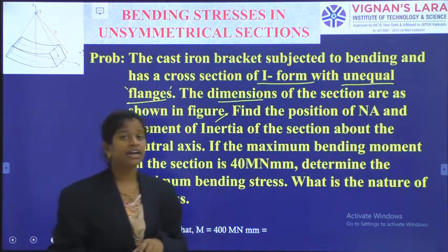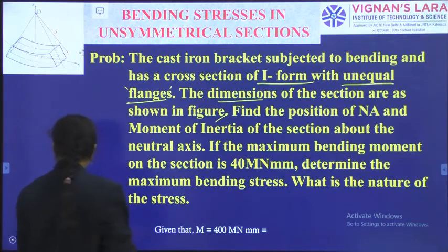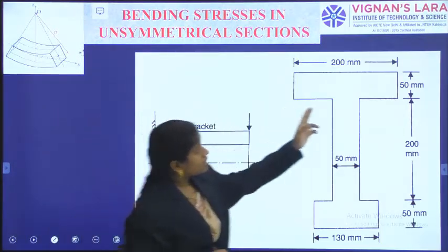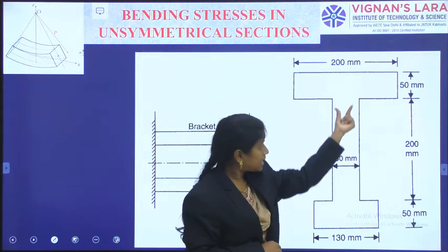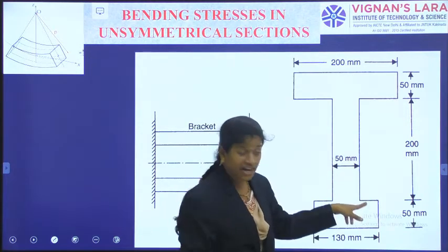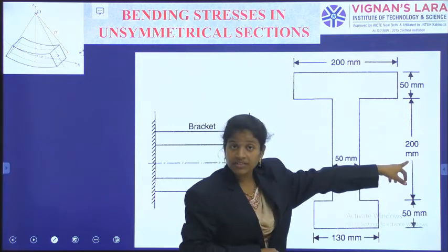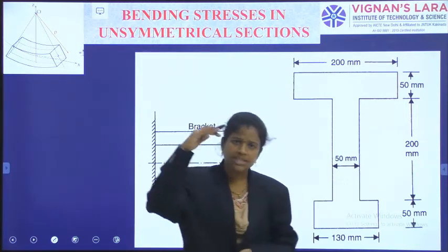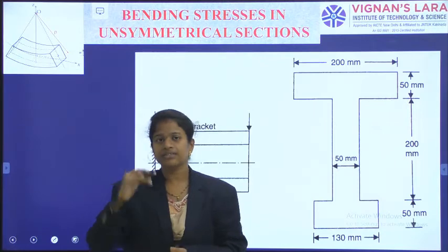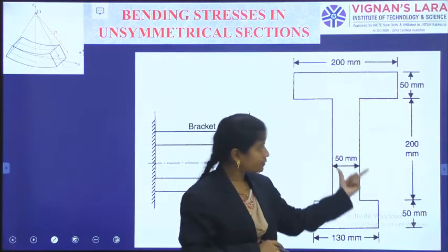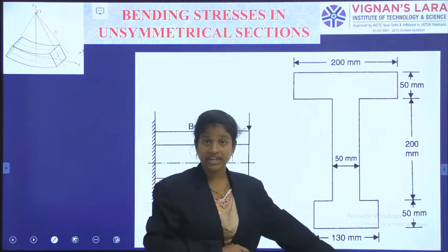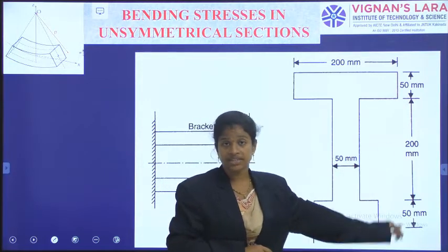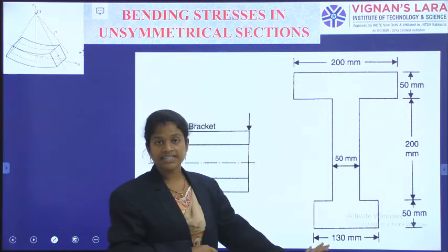As we have already mentioned, this unsymmetrical I-section has a top flange of 200 mm width and 50 mm thickness, and a web of 200 mm depth. Only the web depth they have given. In previous conditions, they may give the overall depth, or they will give the web depth itself. So the depth of the web is 200 and the thickness of the web is 50 mm, and the bottom flange is 130 mm width and 50 mm thickness. So this is the overall I-sectional shape.